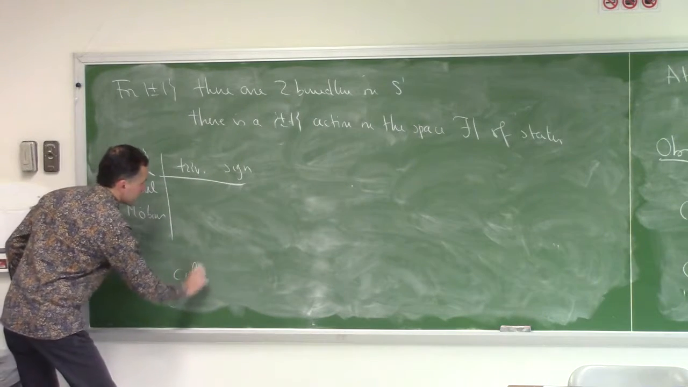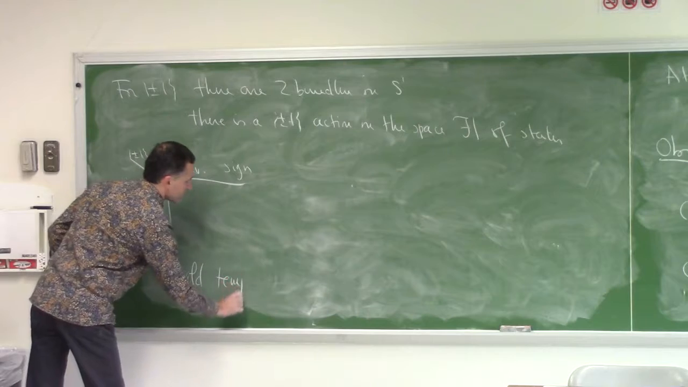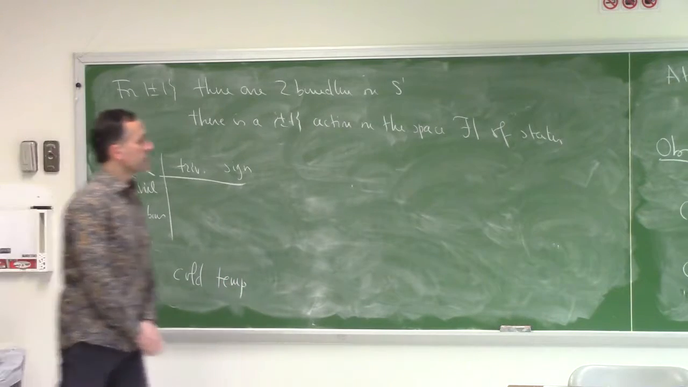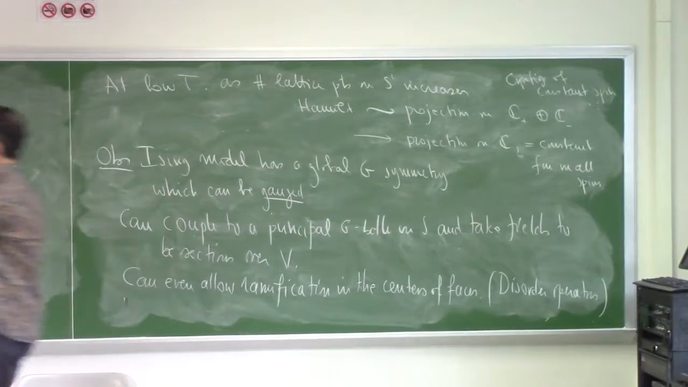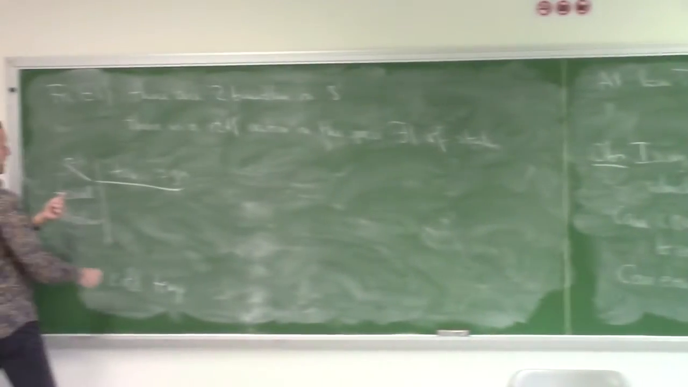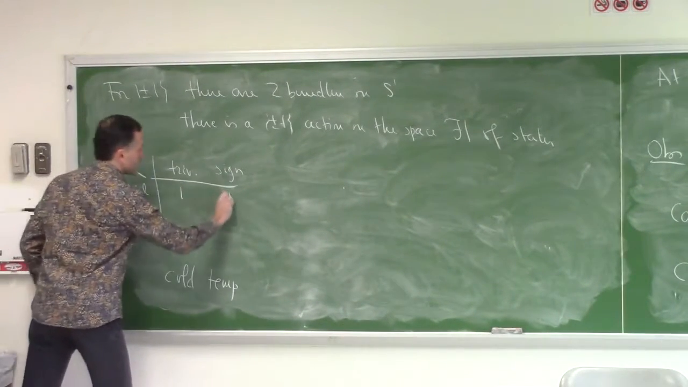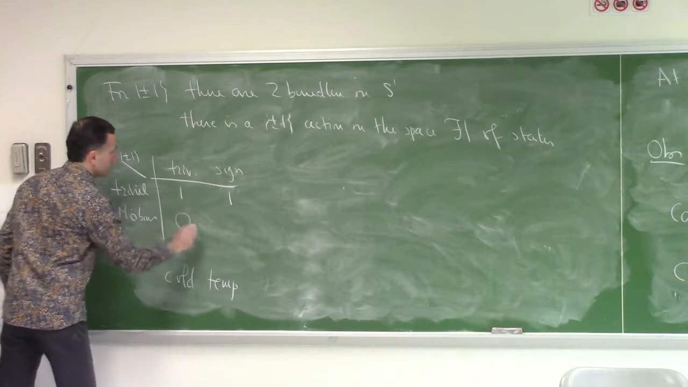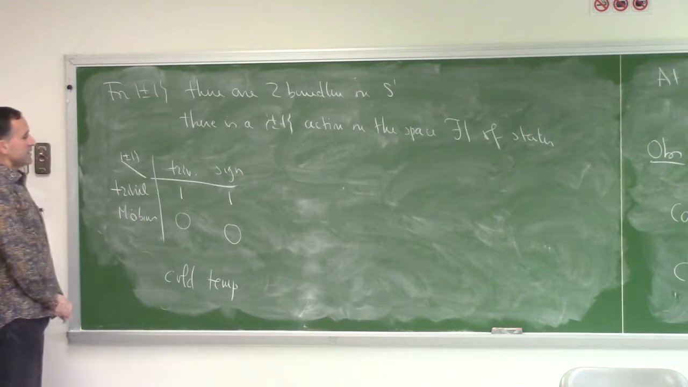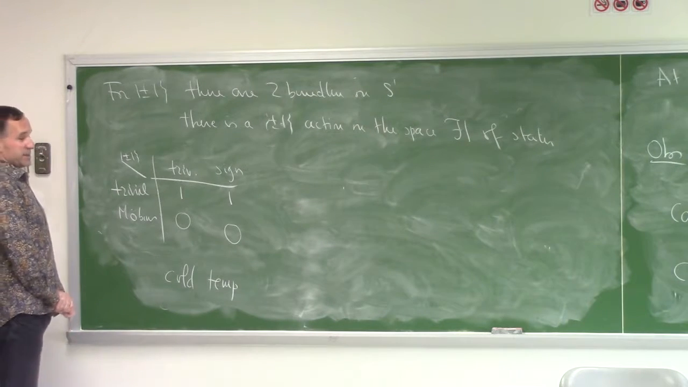And in the cold temperature region, well, on the trivial bundle of the circle, we do have two vacua, and they're interchanged by the symmetry. So you're getting one copy of a trivial representation, one copy of a standard representation. And it turns out, if you look at the Möbius circle at low temperature, there is zero space of vacuum.